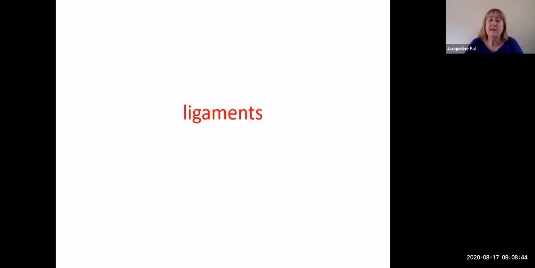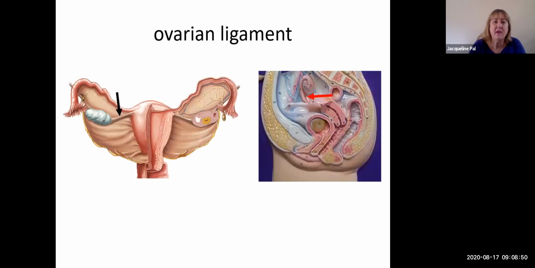Welcome back. In this section, we're going to look at some of the main ligaments inside the female pelvis. So let's get started first with the ovarian ligament.